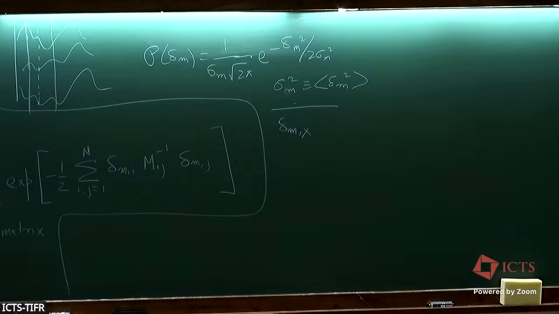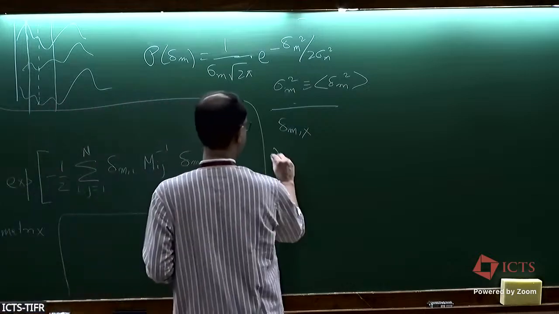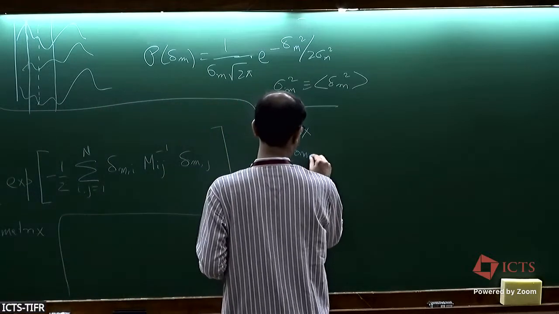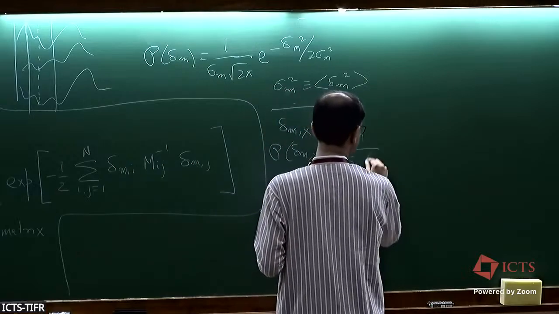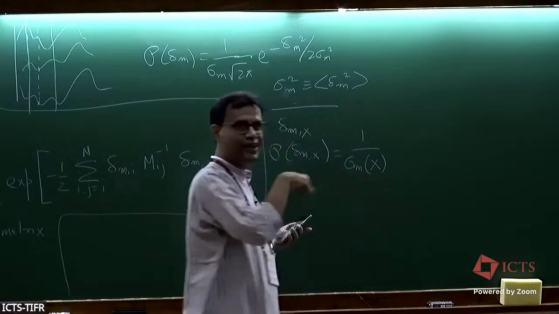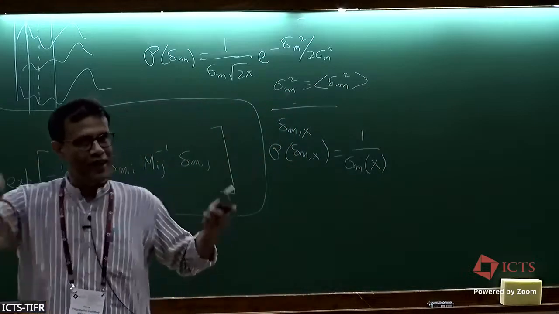And a sum of Gaussian random fields is also a Gaussian random field. You have to just know what the corresponding sigma is. So for delta m_x, if I write the probability distribution, what is it? We have already calculated the dispersion. It is sigma when averaged over x.